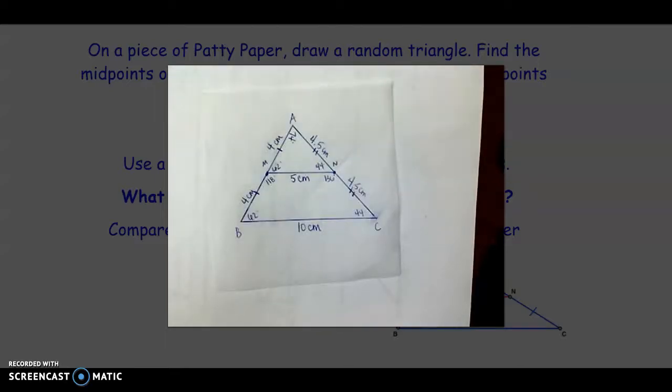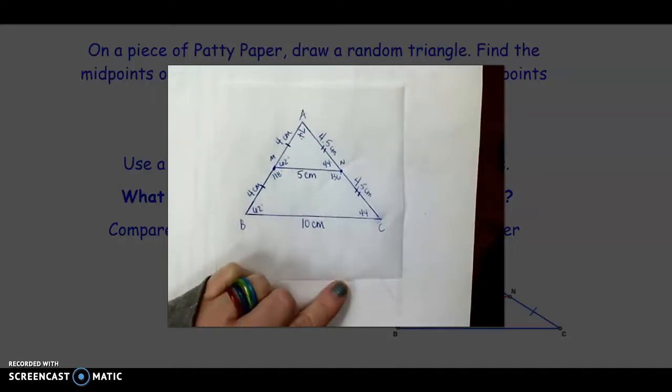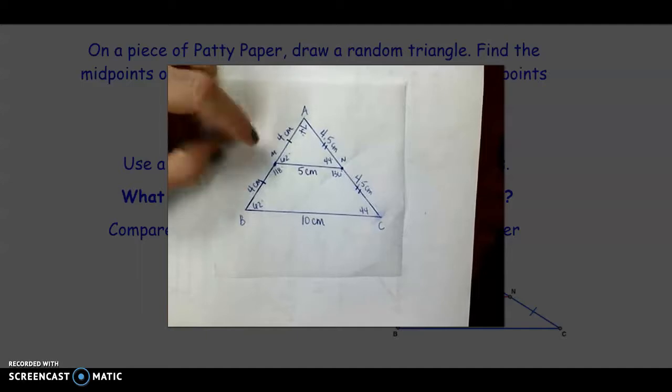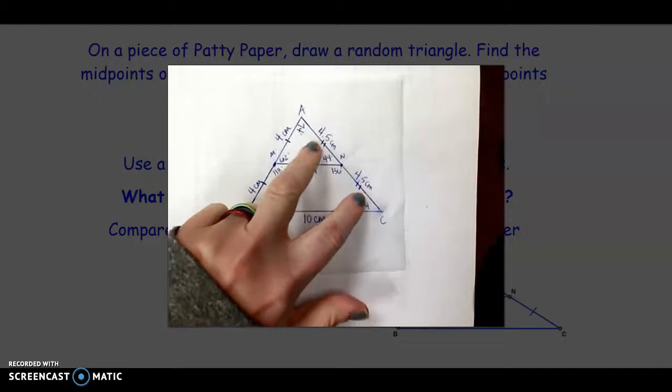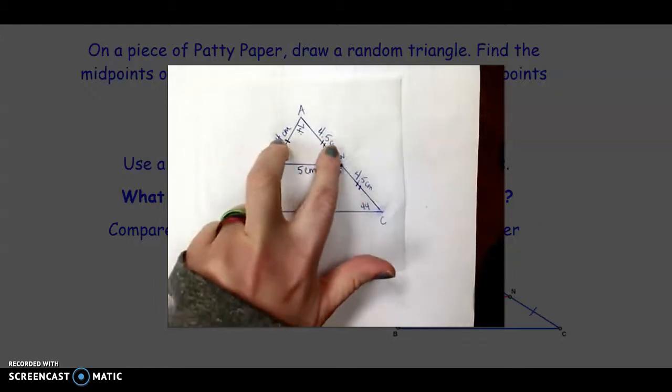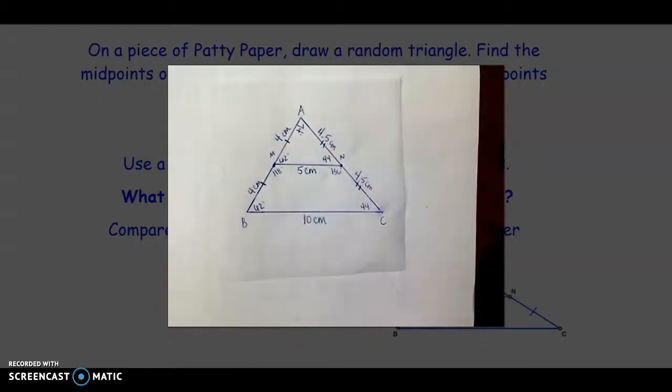Okay, so here are my measurements that I found, which of course will not be the same as yours, but the relationships should be the same. So again, since M was a midpoint, you should have the same measurement for these two segments. And since N was a midpoint, these two should be the same, but not necessarily across from each other. Those will not necessarily be the same unless you just so happen to draw an isosceles or equilateral triangle.